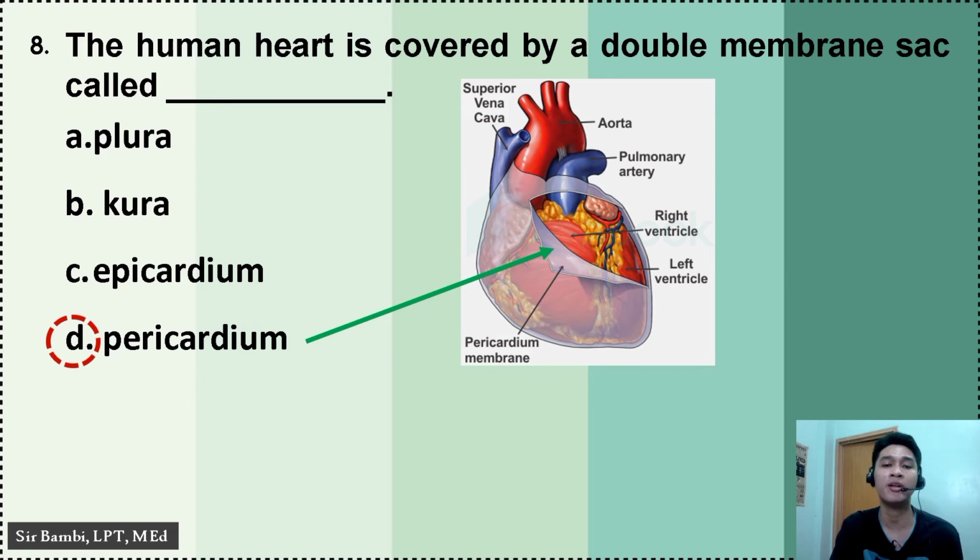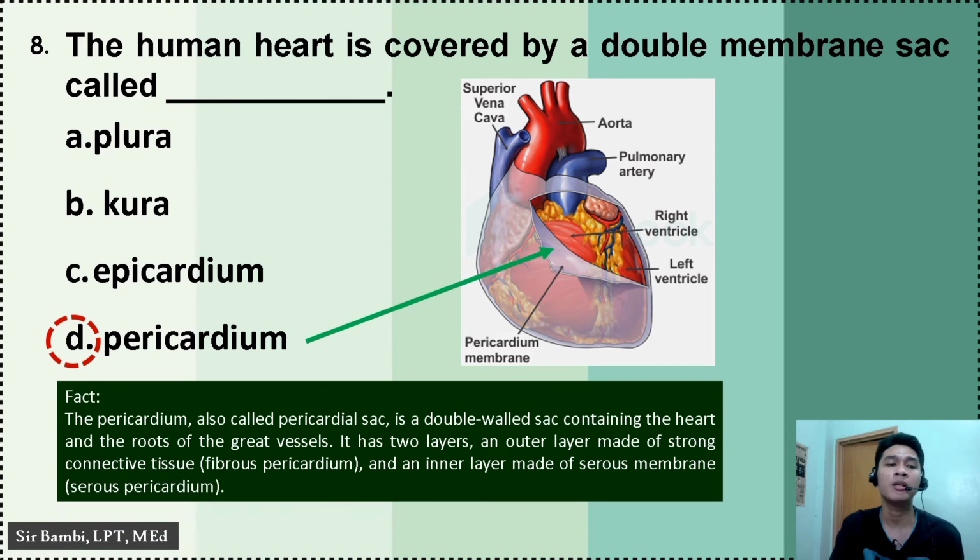The pericardium. The pericardium, also called pericardial sac, is a double-walled sac containing the heart and the roots of the great vessels. It has two layers, an outer layer made of strong connective tissue called fibrous pericardium and an inner layer made of serous membrane called the serous pericardium.